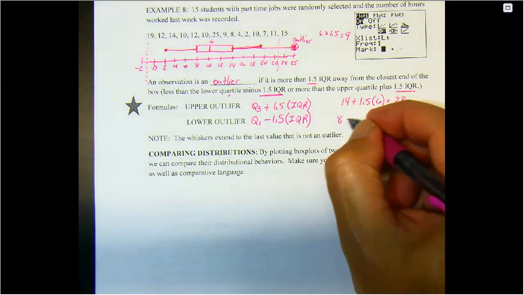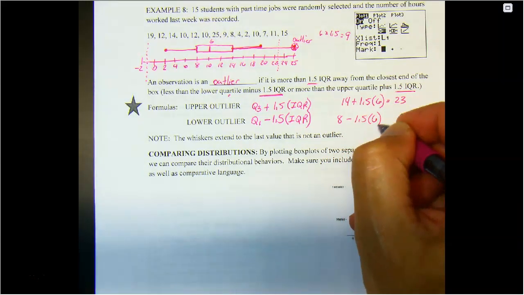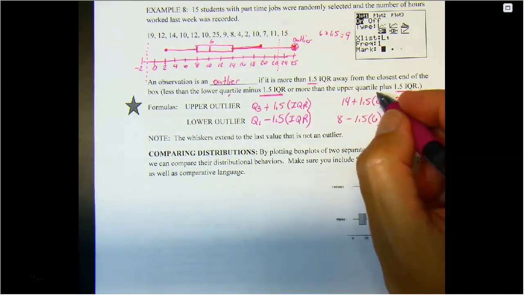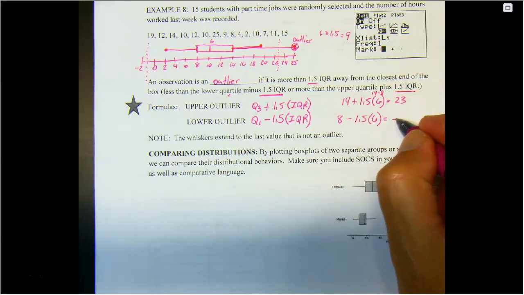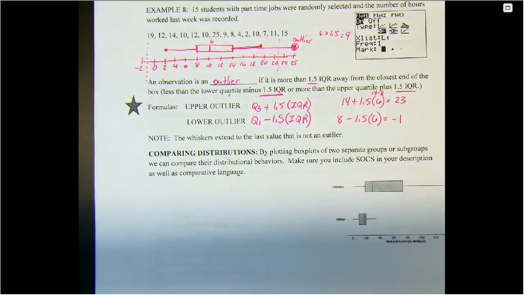So it's 8 minus 1.5 times 6. And again, 6 was found by taking 14 minus 8. Anyway, that's going to be -1. So that's why we had the outlier. We had to show, we had to prove it's an outlier.